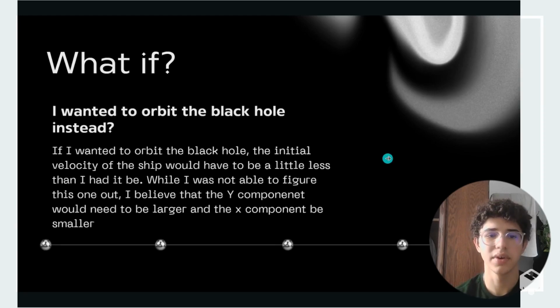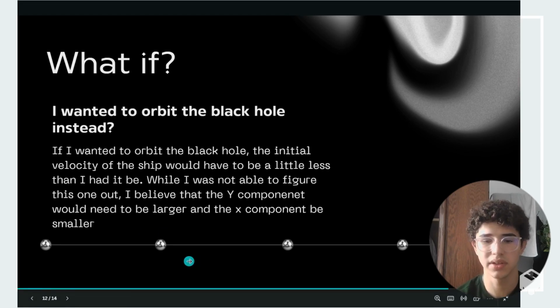So what if I wanted to orbit the black hole instead? If I wanted to orbit the black hole, then the initial velocity of the ship would have to be a little less than I had it be. And while I was not able to figure this one out, I believe that the y component would need to be larger and the x component smaller because it moved a little bit too far in the x.